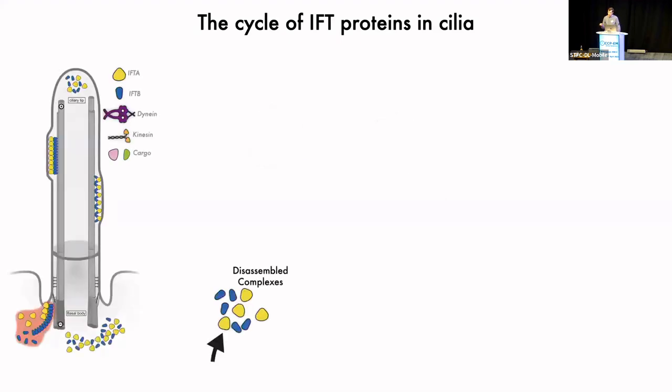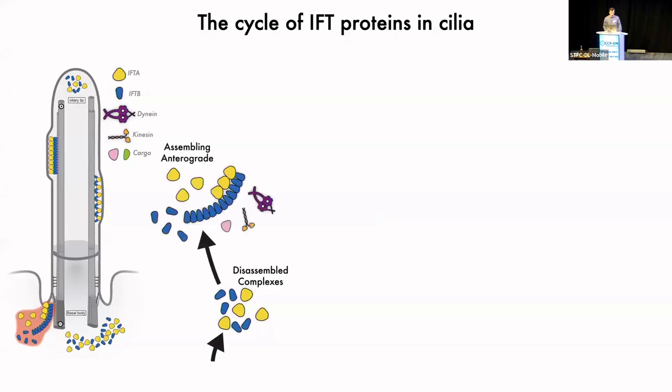And as we saw in the live cell imaging, these IFT proteins can be thought to go in a cycle throughout the cilium. So if we start off in the cytoplasm, we have these individual complexes. And then at the basal body, so this is the cytoplasmic base of the cilium, we have polymerization first of IFTB, and this then recruits IFTA.